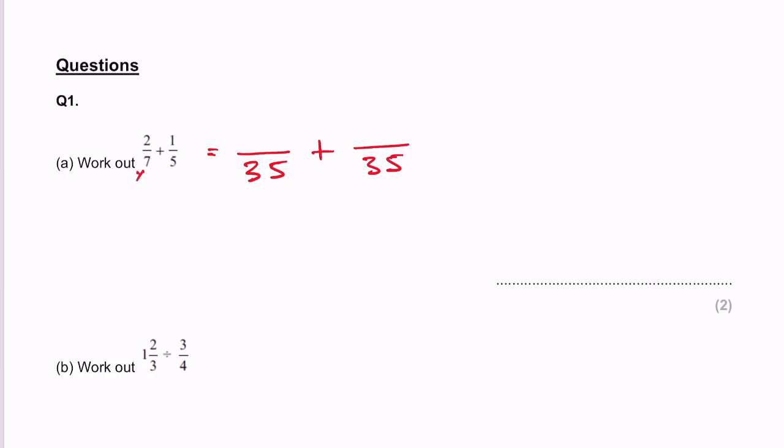So we need to multiply 7 by 5 to get to 35. So we multiply the numerator by 5 as well. 5 times 2 is 10. And what do we need to multiply 5 by to get to 35? That is 7. So that means you need to multiply the numerator by 7 as well. So 7 times 1 is 7. Now the denominators are the same, so we can add the numerators. So 10 add 7 is 17. So the answer is 17 over 35. That's easy, 2 marks.